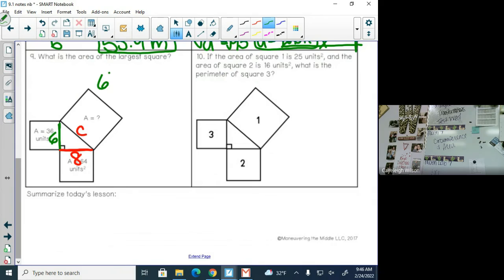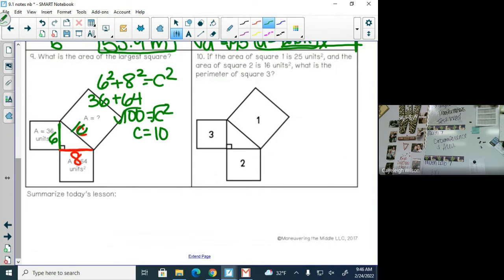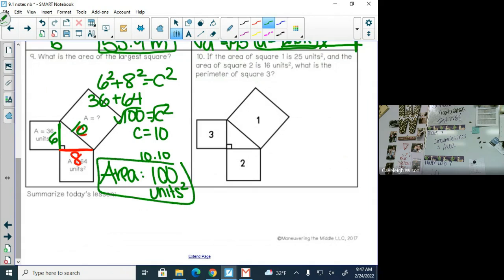So 6 squared plus 8 squared equals c squared. That is 36 plus 64, which is 100, equals c squared. So c is 10. So this is 10. But the question says, what is the area of the largest square? So the area of the largest square is what? 10 times 10, which is 100. And it says units. So my answer is 100 there.